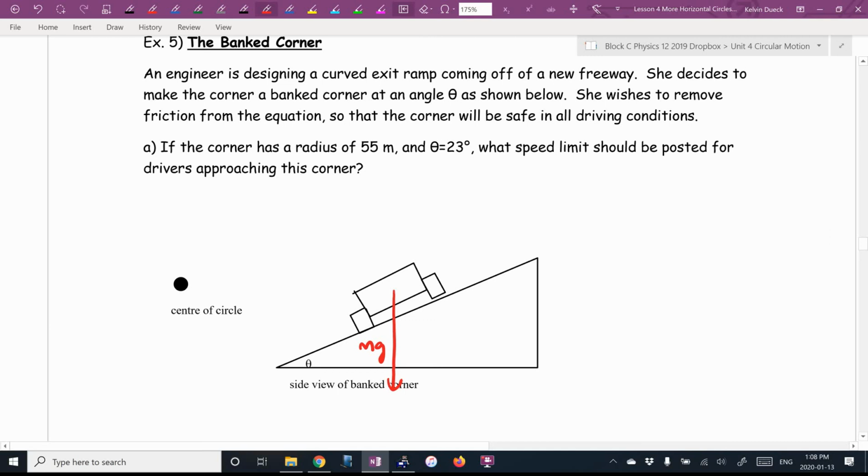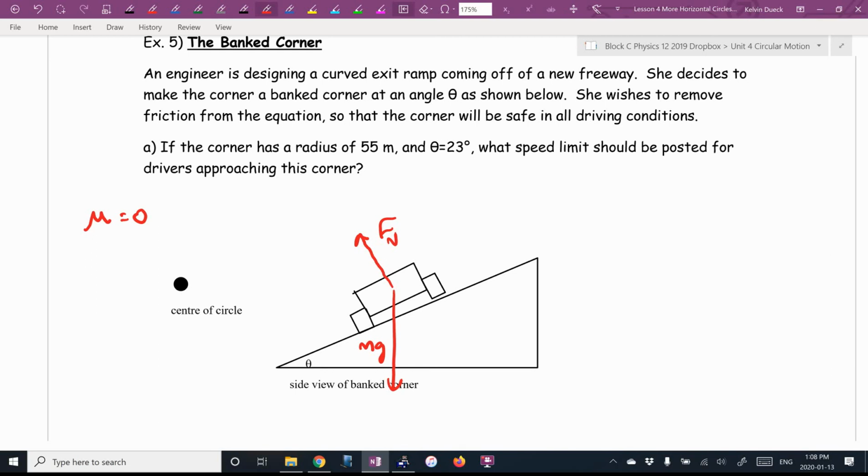What else? No components yet. What else? Normal force at right angles, so about like that ish. What else? Let's assume that this road is icy, not a difficult assumption to make today. Okay?